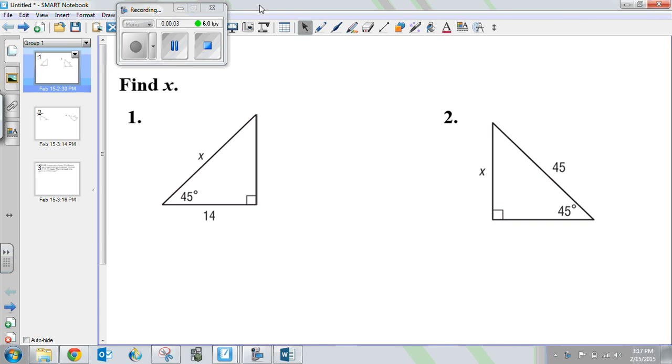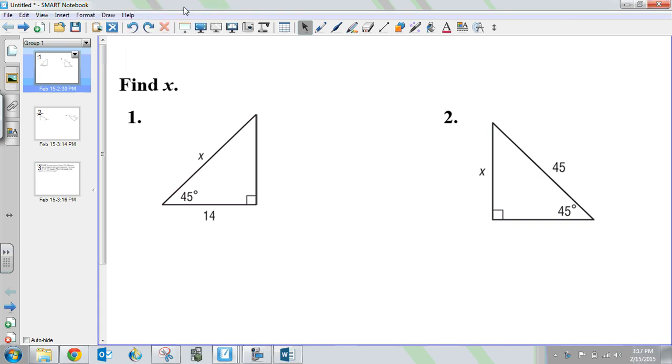Okay, the following is a video over special right triangles and some problems that are on your homework. So I'm going to show you how I work through these.